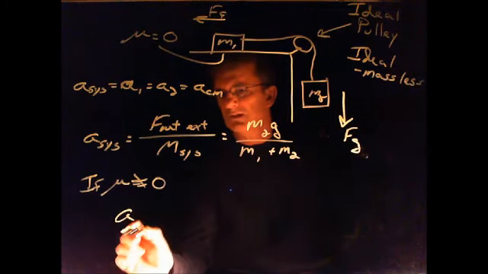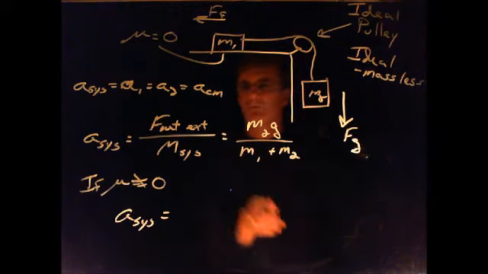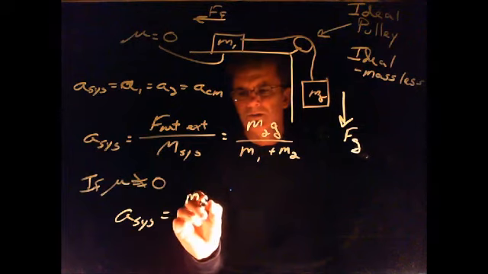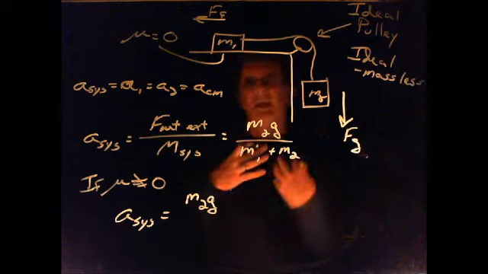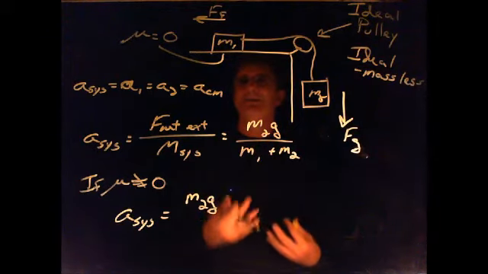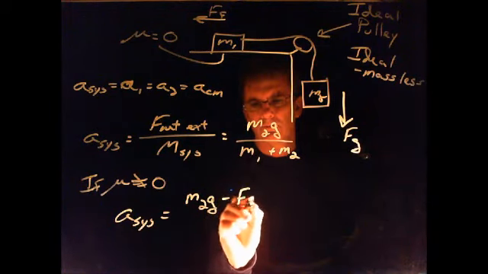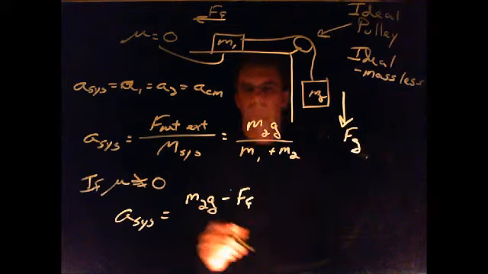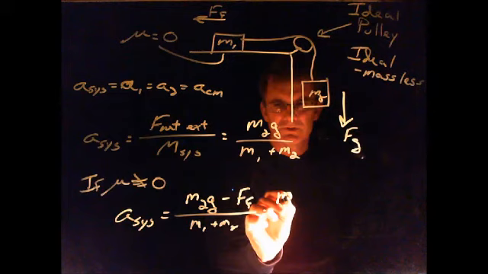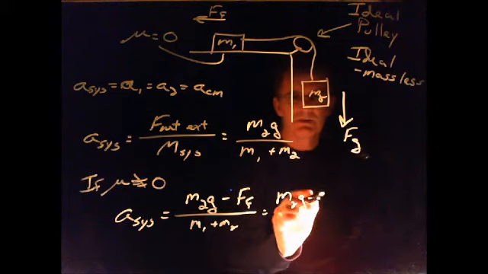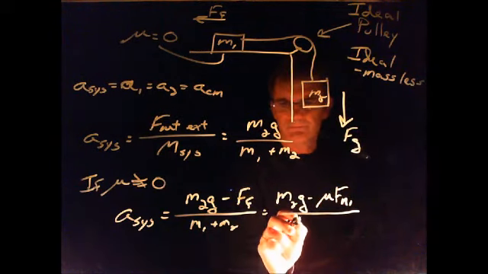And so when we look at the acceleration of our system, when friction is present on the tabletop, we still have the force of gravity on M2 acting in a positive manner, speeding it up. But we have frictional force wanting to slow it down, over M1 plus M2. And so, of course, this becomes M2G minus mu, the normal force on 1, which is M1G.